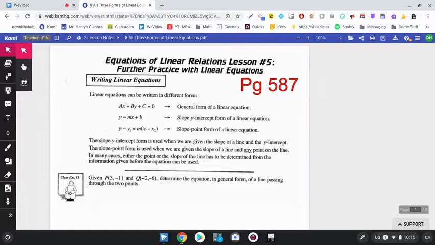Alrighty, page 587, jumping into the lesson today. And this is where we're really putting all 3 forms of our equations together. So we have our 3 forms: general, slope intercept, and then slope point. And we're going to use them all, right? So at this point, the questions are not going to be as specific. It's just going to say, here's some information, find the equation of the line. And the nice thing is I have 3 different ways that I could write that final answer. And it's just pulling all of the information that we have. So this is really a lesson where we put it all together.